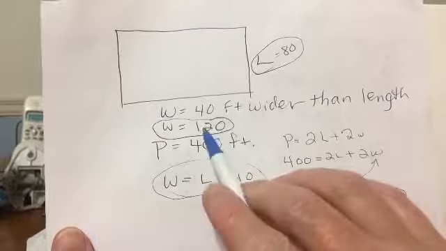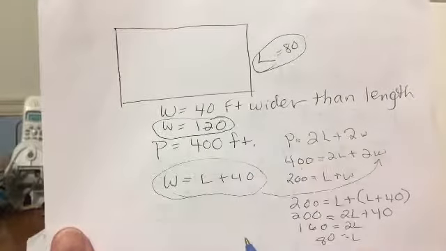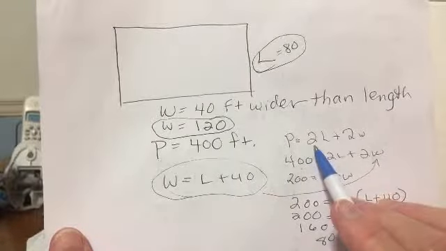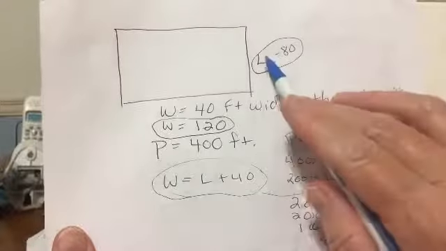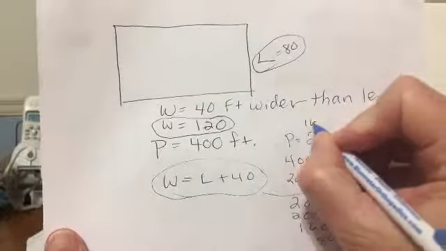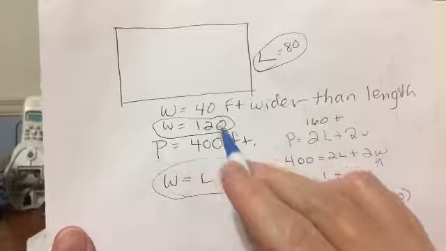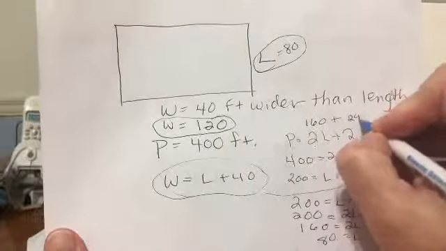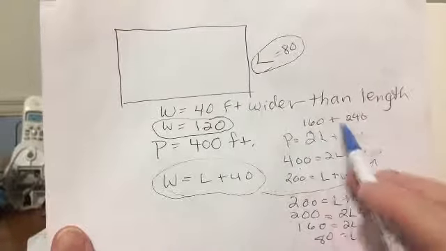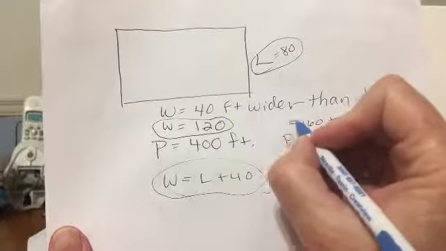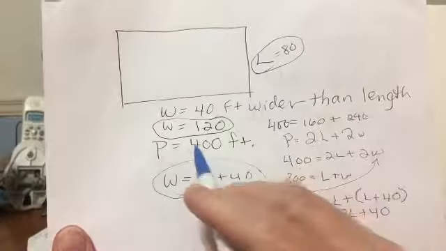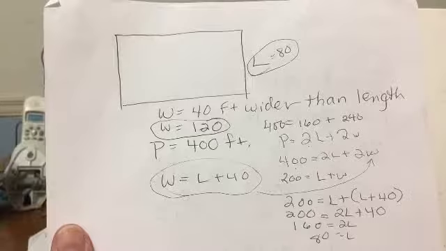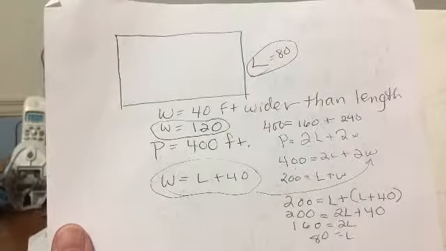And we already figured out this one using the 40 feet wider, but then we should go to the perimeter and check. Twice the length would be 160, and twice the width would be 240. And if I add the 160 and the 240, I do get the 400 that was originally specified. And that is problem number 2.